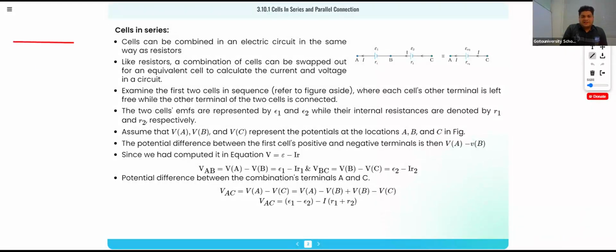Let us consider in series you have a resistor, sorry, a circuit like this. In this you have 4 ohm.